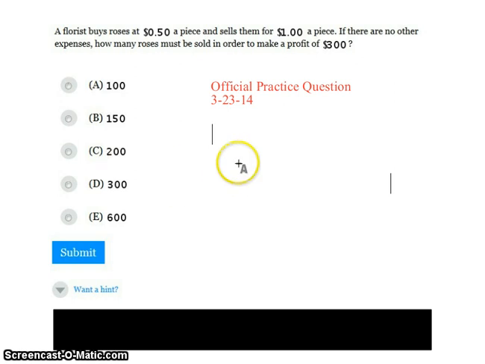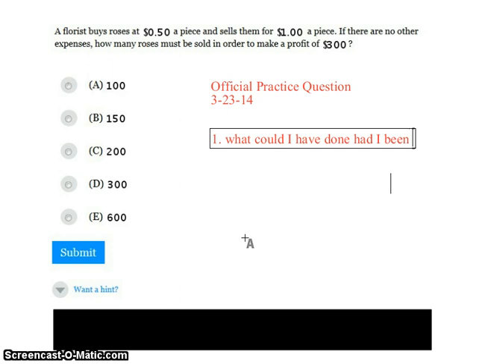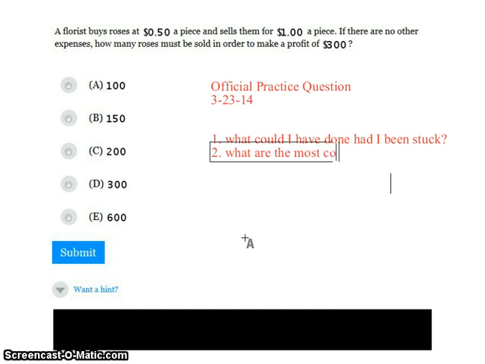And the things that I want to talk about here, I will get to the actual question and a straightforward mathy way to do it, but two questions that you should always be asking yourself. Number one, what could I have done had I been stumped? You don't have to actually be stuck to ask yourself this question. And number two, what are the most common wrong answers? Because if you can spot what other people are doing wrong, then you can avoid those mistakes.